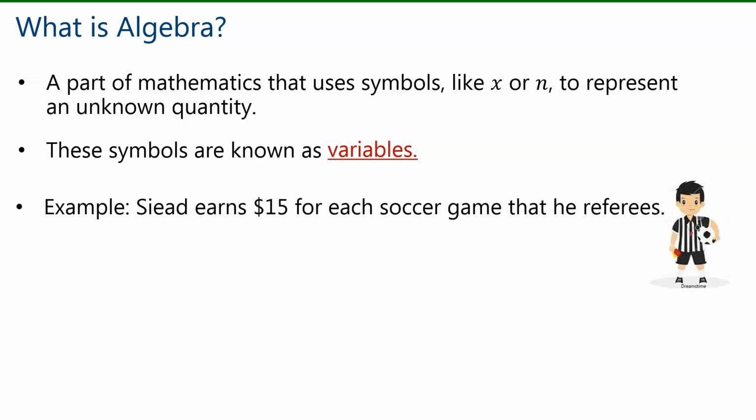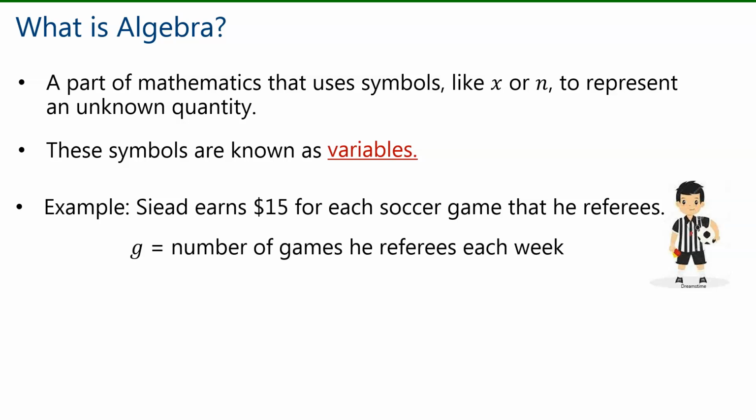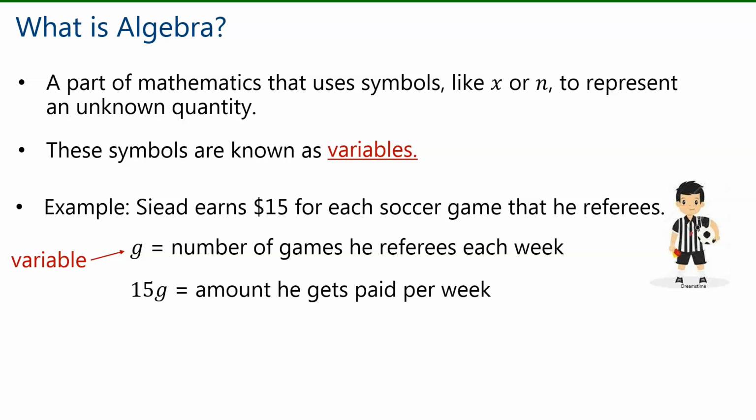So let's have a look at this example. Saeed earns $15 for each soccer game that he referees. Now, because the number of games that he referees each week may change, then we can use a variable like G to represent the number of the games that he refs each week. Typically, the variable that you use will be descriptive and relate to the word problem that you're working on, so G for games. Now, if I want a way to represent how much money he's going to make, I can write that as 15G, where 15G is called an algebraic expression.